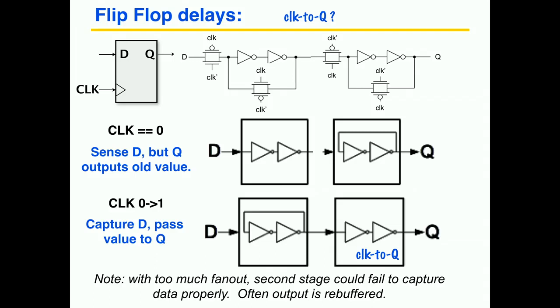It's got to get through that pair of inverters, and it's got to charge or discharge whatever capacitance is associated with this node. And the actual time that it takes depends on what this is connected to. If it's connected to a lot of other things, then it's going to take a longer time for the signal to rise, because there'll be more capacitance here. So the clock-to-Q can be dependent on what the load is here. So that's the clock-to-Q.